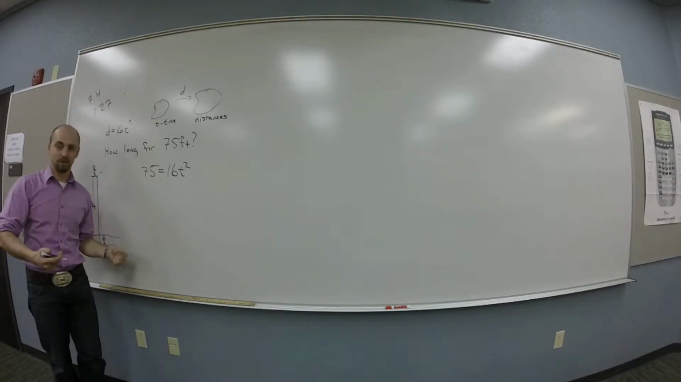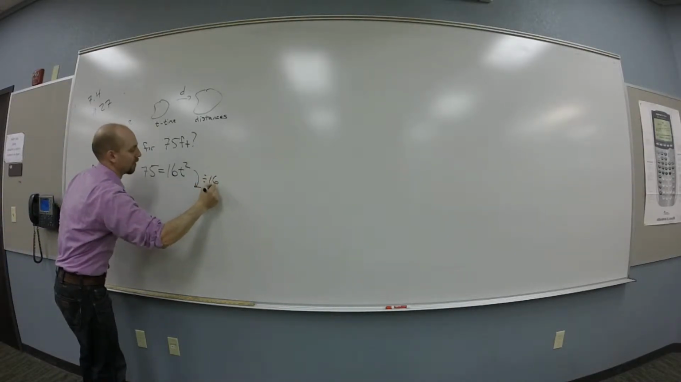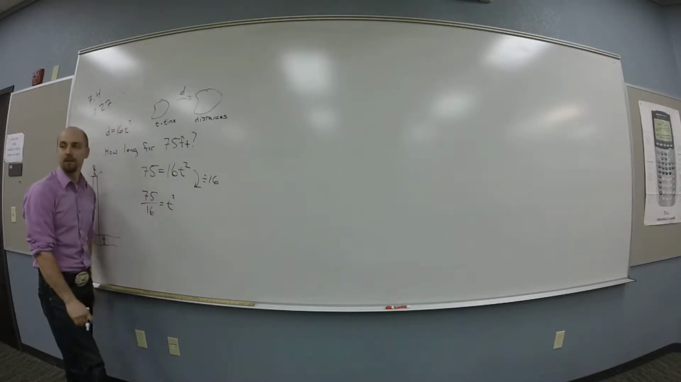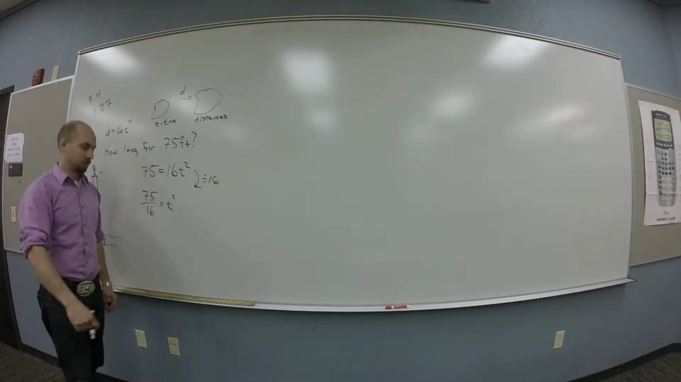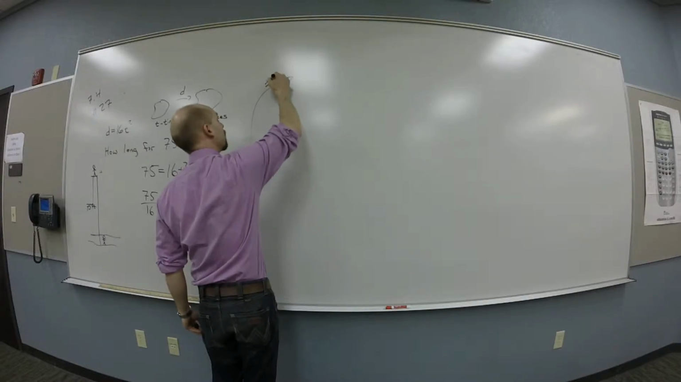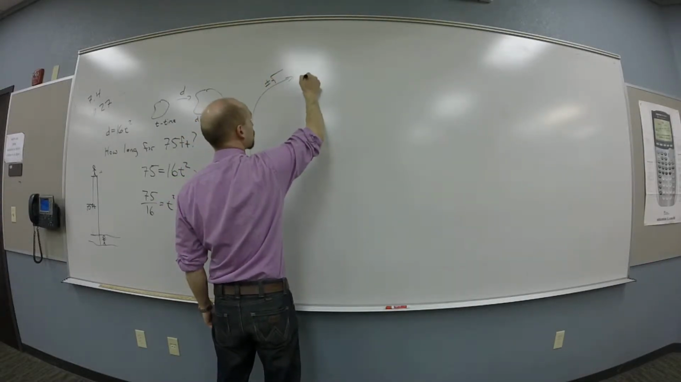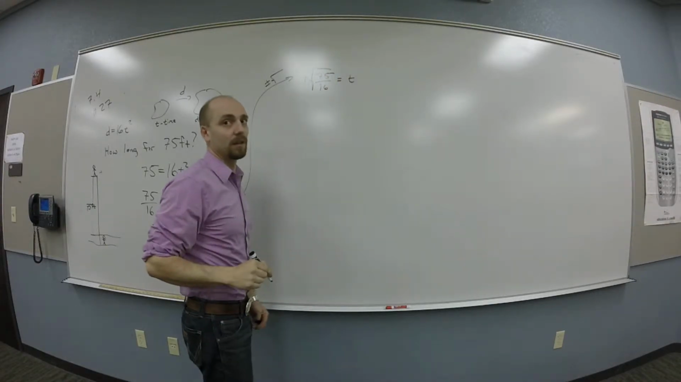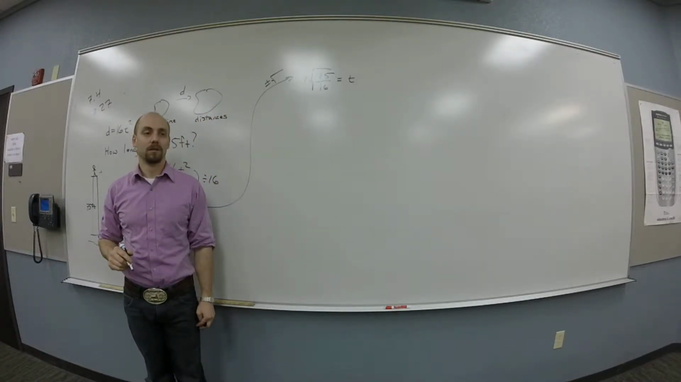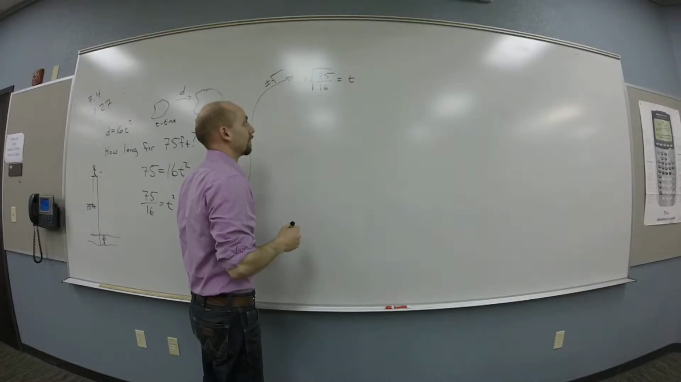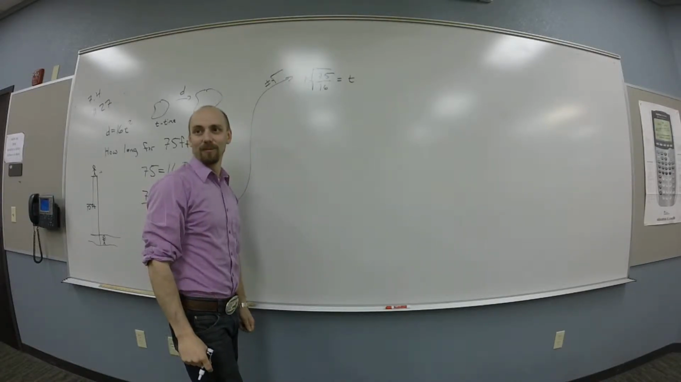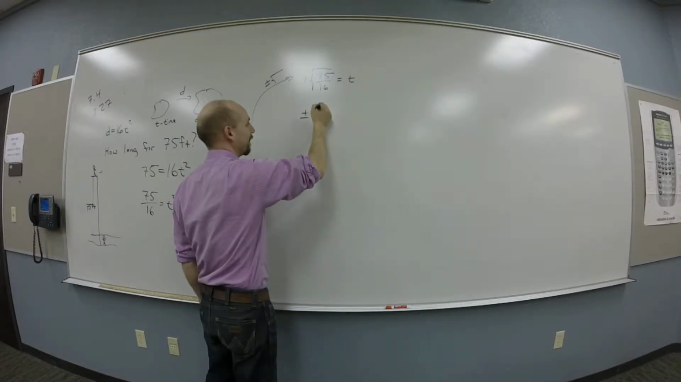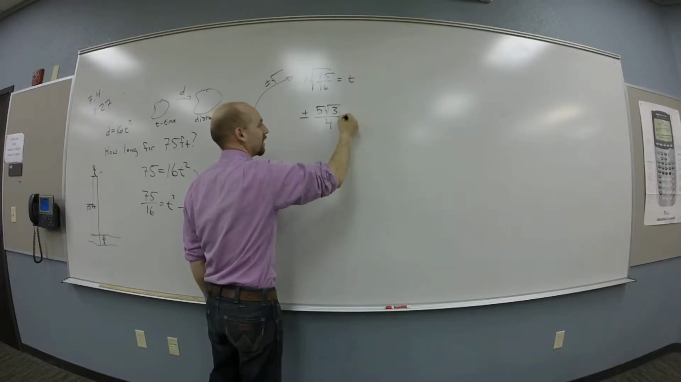So what do I do? Divide both sides by 16 first. So I get 75 over 16 is t squared. Then what? Square root both sides. So I get plus or minus the square root of 75 over 16 is t, which is going to be 5 times the square root of 3 over 4. You guys all see that? Say that one more time. Plus or minus 5 times the square root of 3 over 4. Yeah, let's do that a little slower.